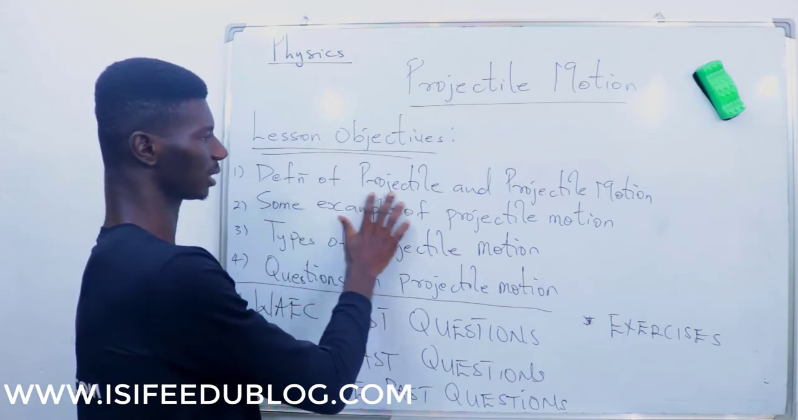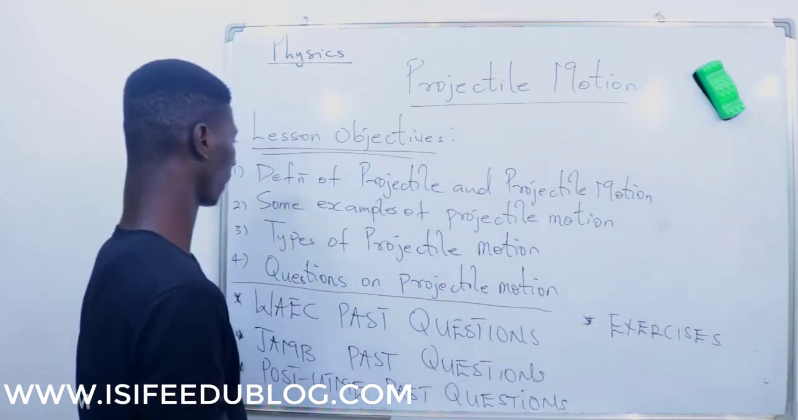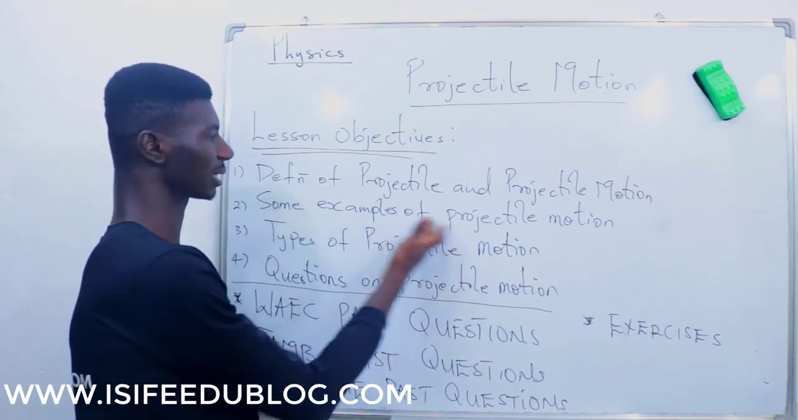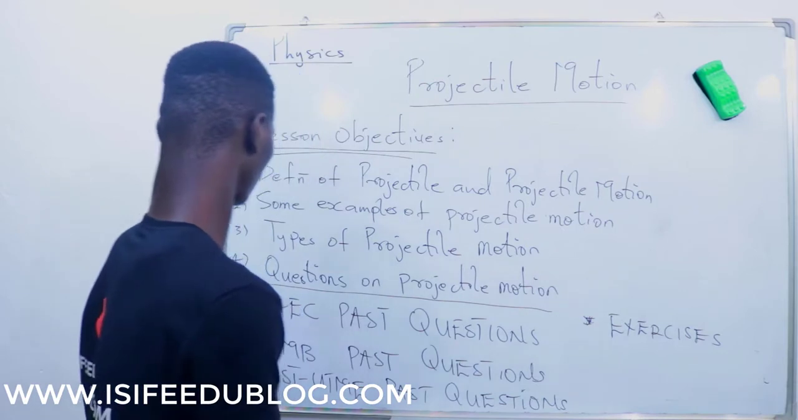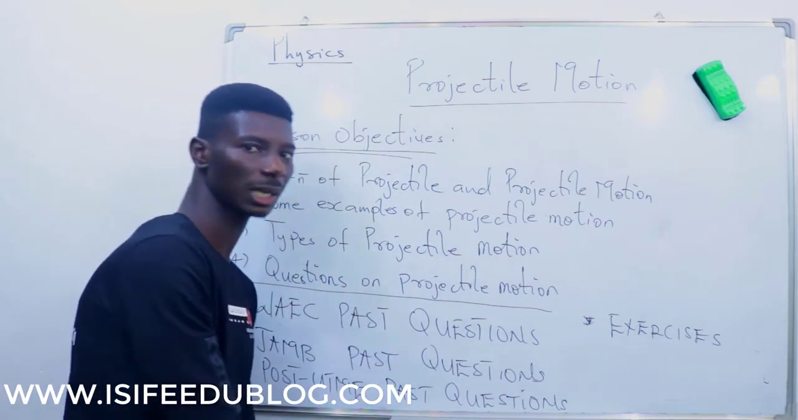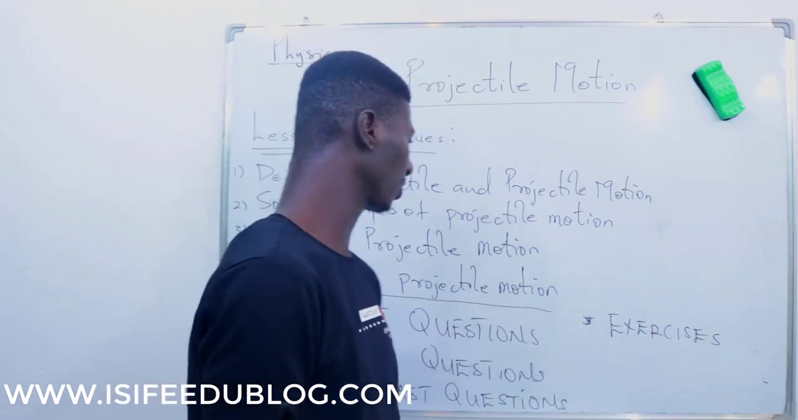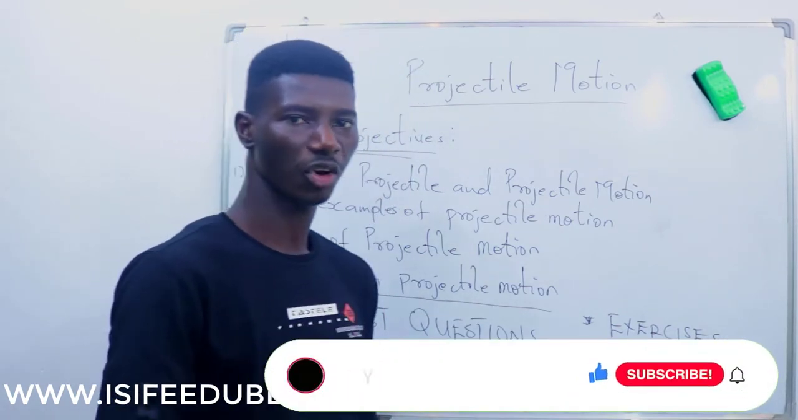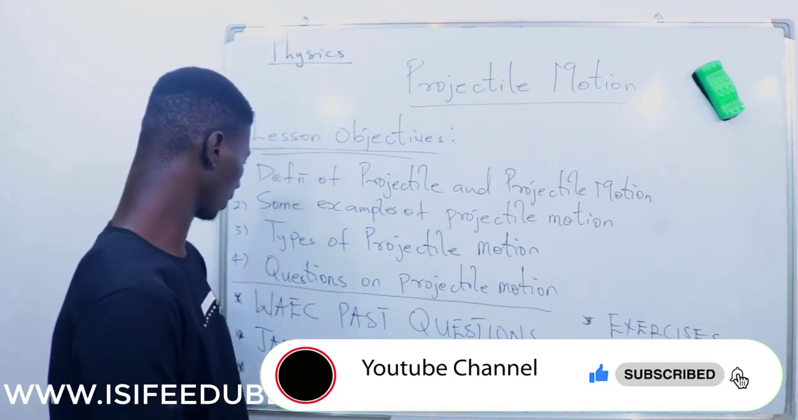We're going to know what a projectile is and what a projectile motion is. We're going to know the examples of projectile motion, some few examples. Now, types of projectile motion. Some of us don't even know we have types of projectile motion. So that's a problem. When a question comes, you try to solve it in a particular way without knowing you are going through it in the wrong way.